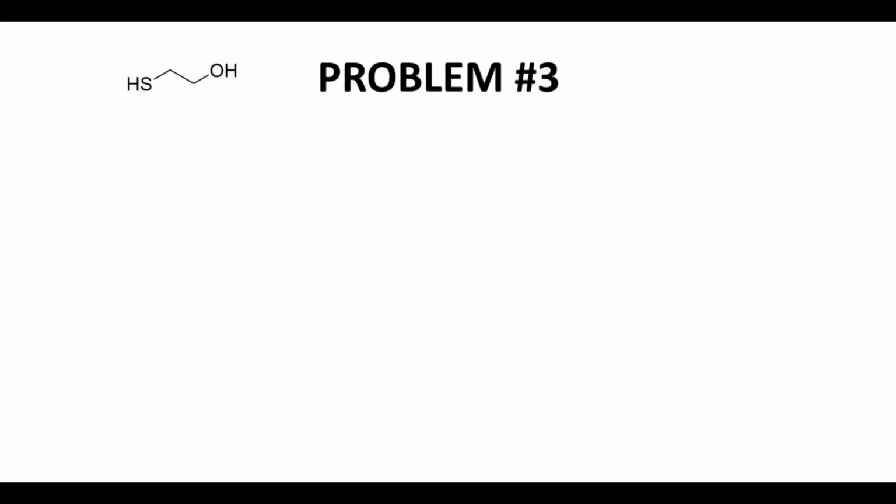Problem number 3 looks very much like problem number 1. We have our structure in the upper left. Let's go ahead and label some hydrogens. Just like in problem 1, I did A, C, and D. We'll do the same thing here. So we need to figure out which one's most acidic. We need to draw these different conjugate bases and decide which one is the most stable anion. So let's pull off the proton off of that sulfur.